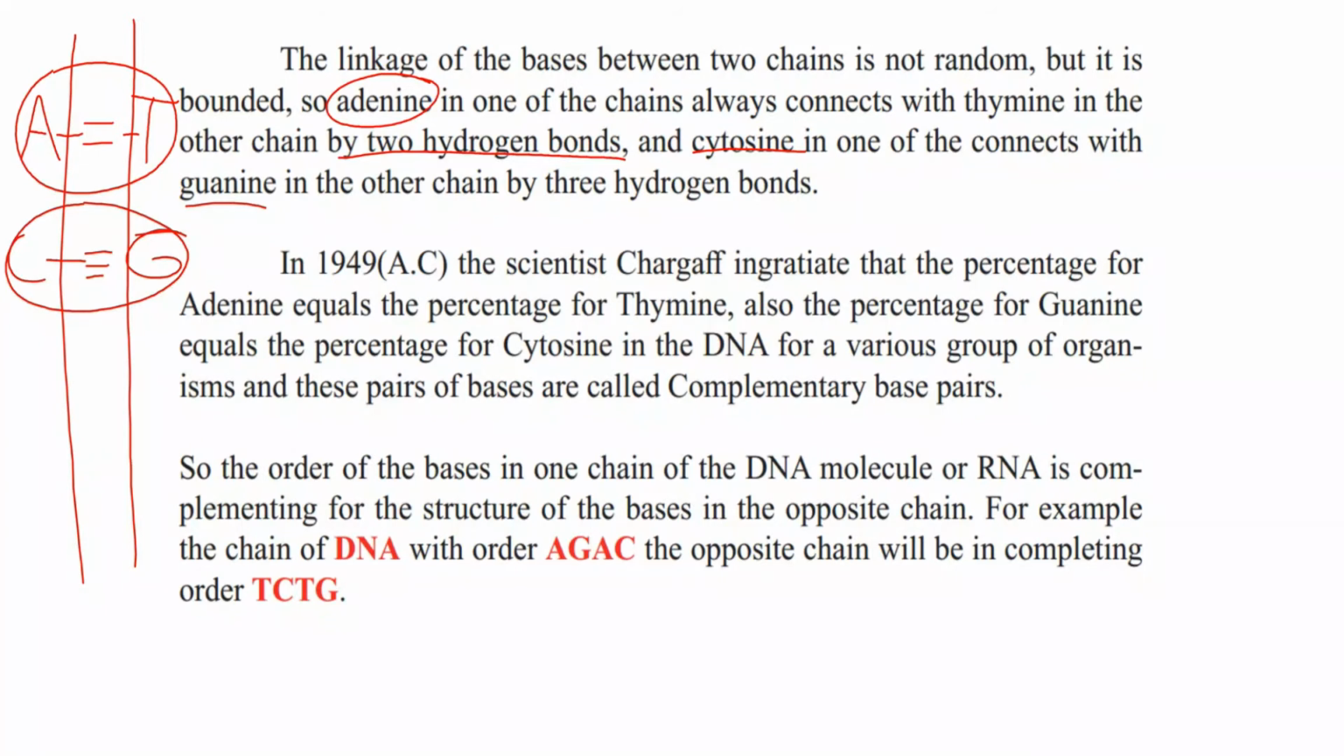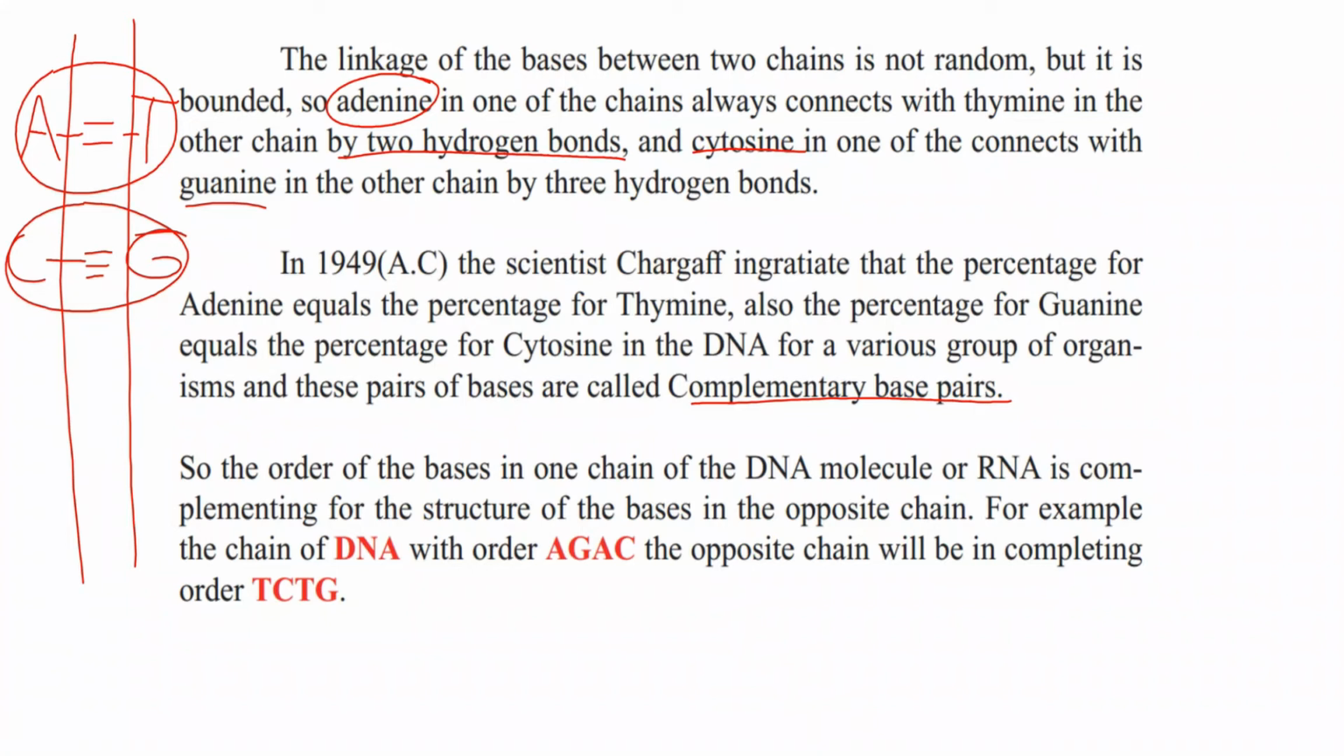The scientist Chargaff found that the percentage of adenine equals the percentage of thymine, because they always complete one another, and also the percentage of guanine equals the percentage of cytosine in DNA for various groups of organisms. And these pairs of bases are called complementary base pairs. So A and T are one pair, C and G another pair.